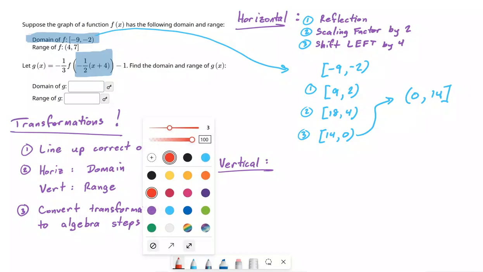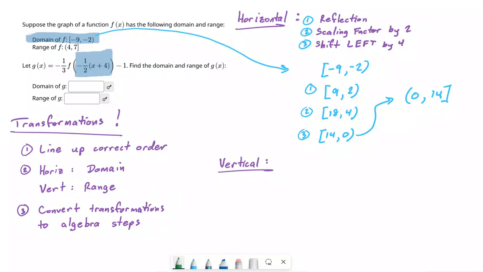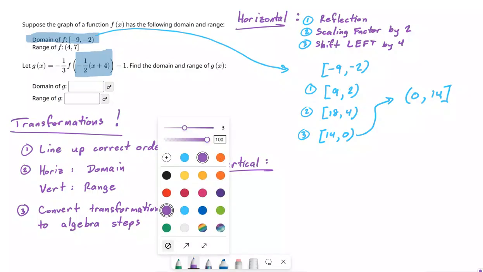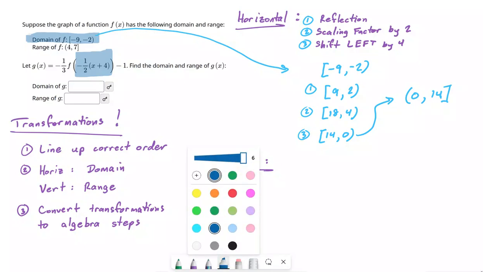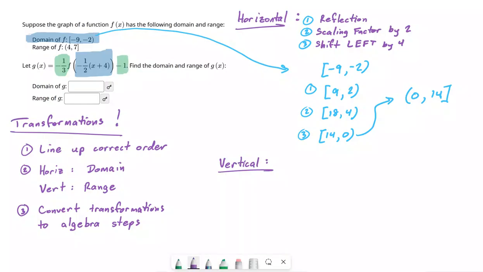Let's try it again. Same idea, except this time we're going to work on the y values. So in terms of my reflections and so on, what do we have going on vertically? Let's be careful about where we're looking. Now I'm looking on the outside of the function, right here and right here, not inside the parentheses, outside. So first I have another reflection. There's a vertical reflection on this one, and there's a vertical scaling factor.